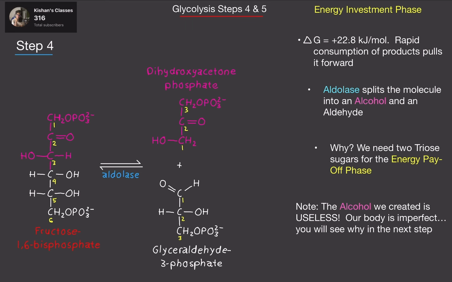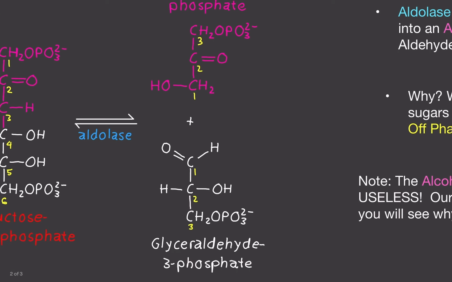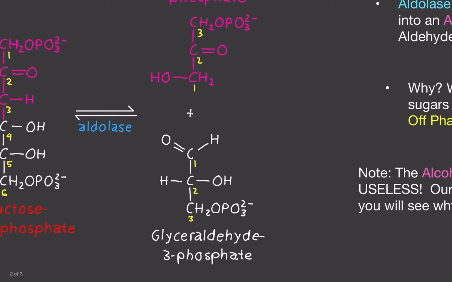So let's get started. So now we have fructose 1,6-bisphosphate. We're going to take an enzyme called aldolase. And what aldolase is going to do is going to split this molecule in half. Kacha! Like karate chop it. The first molecule it's going to create, the top half, is dihydroxyacetone phosphate. The bottom molecule we create is glyceraldehyde 3-phosphate.